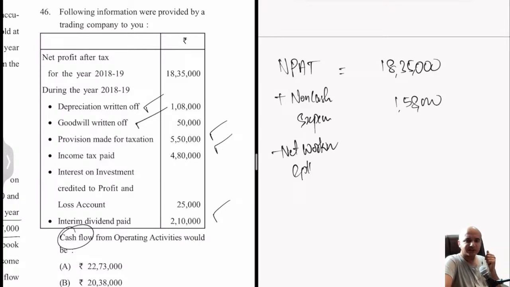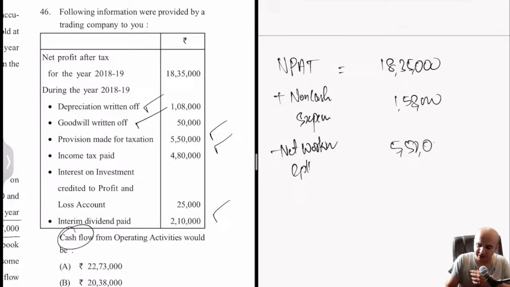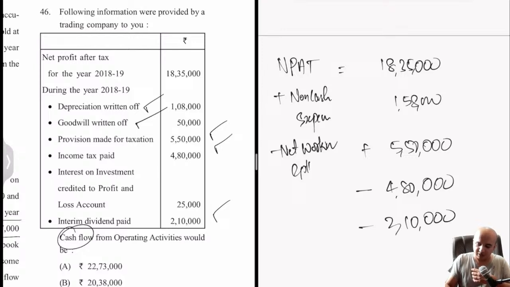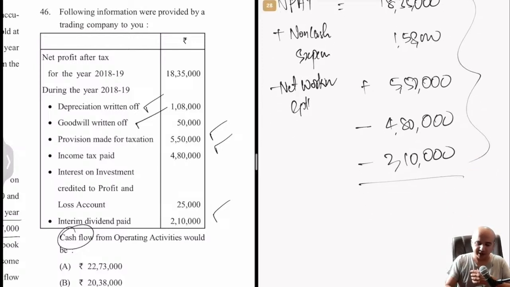So I won't bother touching it, and I only consider the changes in working capital. Now the provision made was 5,50,000. It's a non-cash expense, it's a provision, so add it back. Then there is income tax paid. Deduct that. The cash outflow there is 4,80,000. Then there is interim dividend paid, so deduct that too, 2,10,000. So when you do this math, how much will you get?